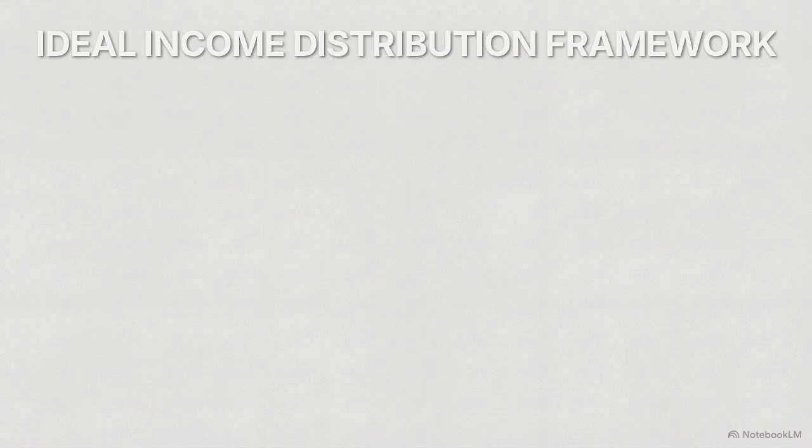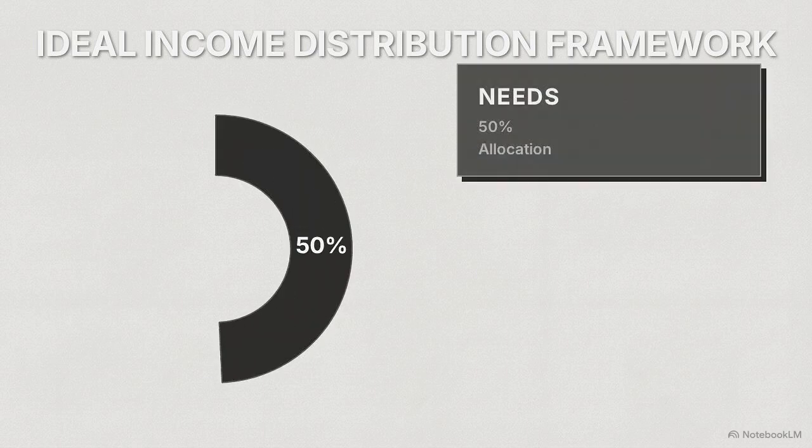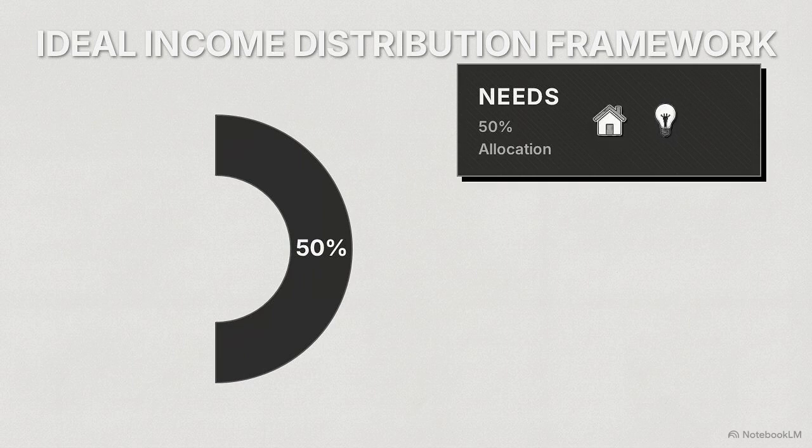This chart shows the ideal distribution of your income. We start with the 50% slice for your needs. These are your non-negotiables: rent or home loan EMIs, electricity, and groceries. You do not put your tech gear or hobby expenses in this column.